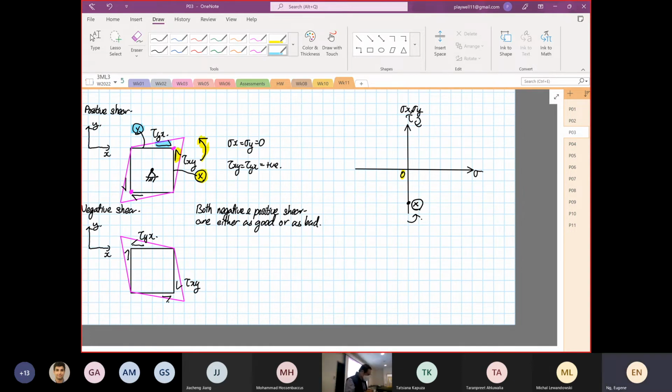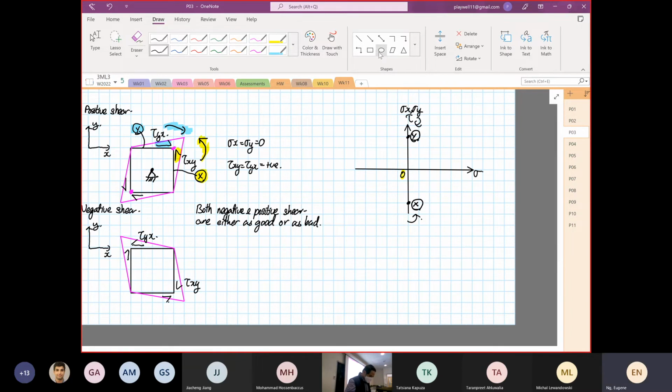So you can see now the element will rotate clockwise or anti-clockwise. So clockwise is on top or below? So this is your Mohr circle now.